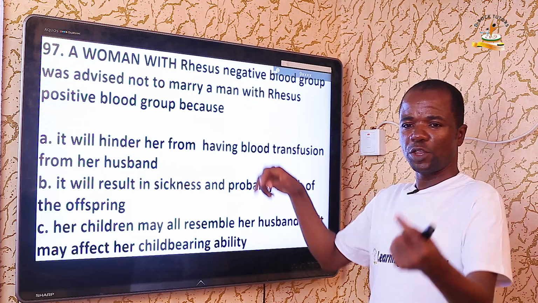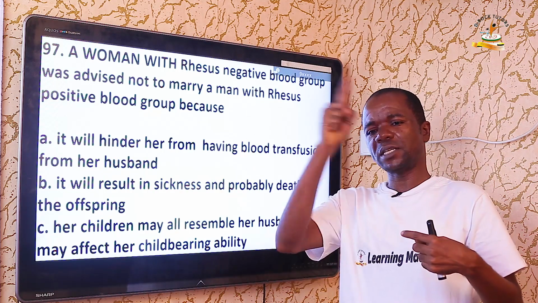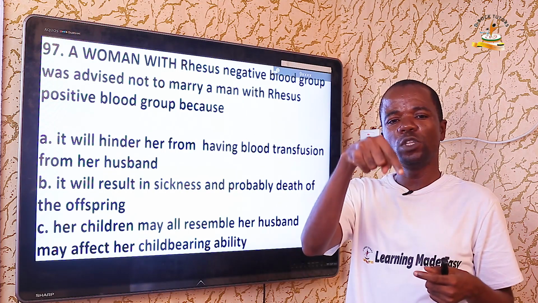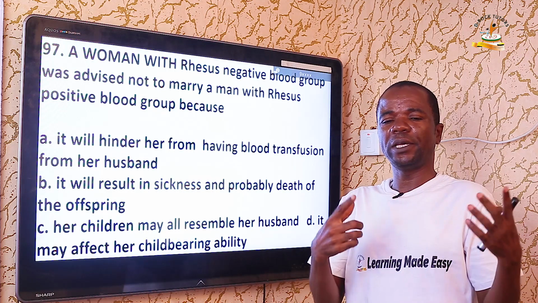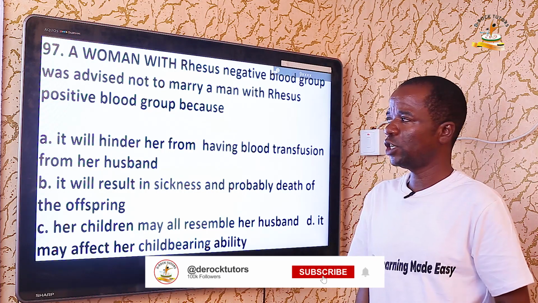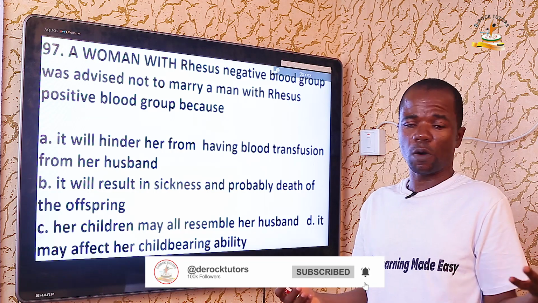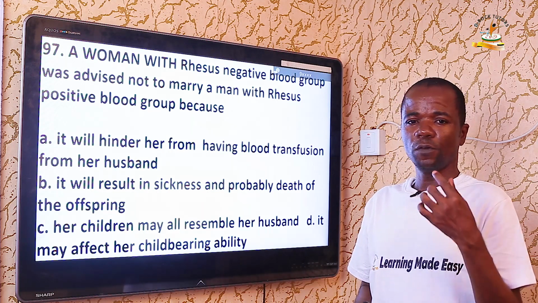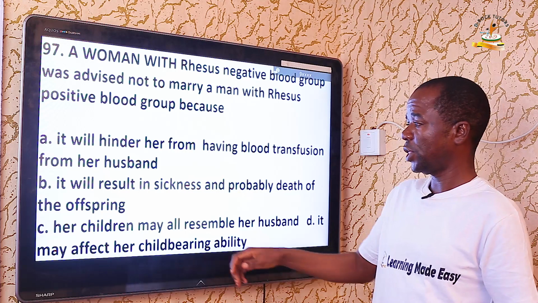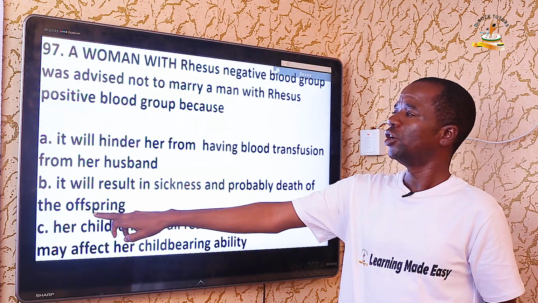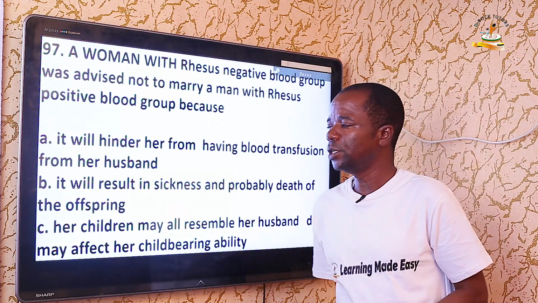in the mother. And the rhesus factor antibody can pass through the placenta from the mother to the bloodstream of the fetus and begin to destroy the red blood cell and cause a situation called erythroblastosis fetalis. It can bring about the death of that particular child. So the correct answer here is B.